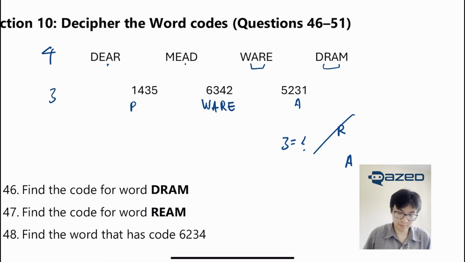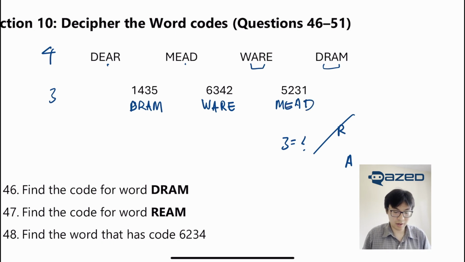A lot of information we gathered. And then we weren't actually sure which one 5231 is, dear or mead, because we only knew 3 as A. But now we can see that 5 is M, 2 is E, and 1 is D. So we've deciphered everything, easy peasy.